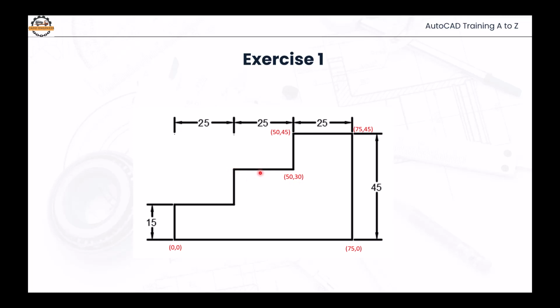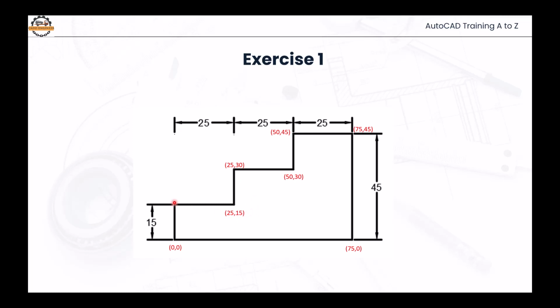Again, we are moving in x direction. So we reduce the x distance, 50 minus 25, so x will be 25, y is equal to 30. Next, again in negative y direction, we have to find the coordinate for this point. So x is 25, y is 30 here, so we'll reduce this distance, 30 minus 15, so y is equal to 15. So 25 comma 15 will be the next value.